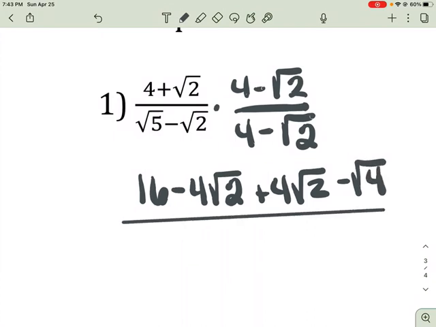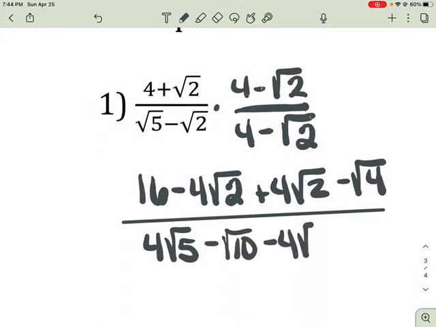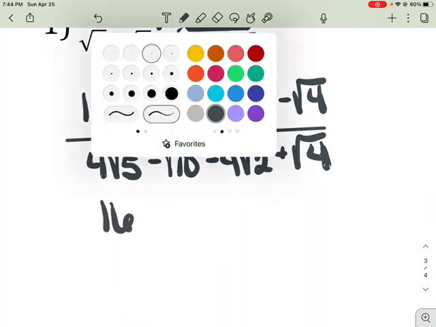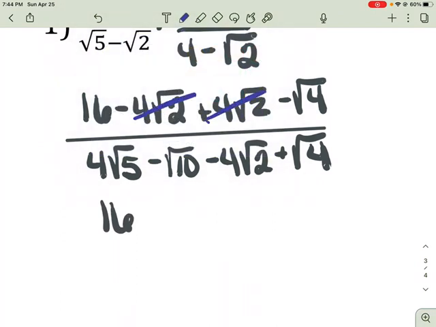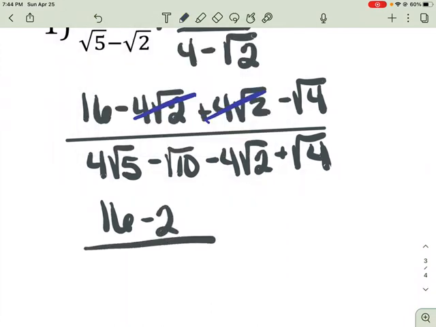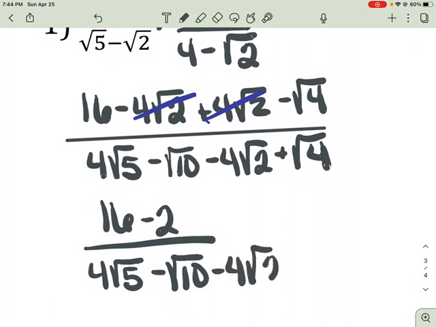Okay, so what happened in the denominator in the previous problem is going to happen in the numerator of this one. So here we get 4 square roots of 5 minus the square root of 10 minus 4 square roots of 2 plus the square root of 4. Okay, let's clean it all up. 16. These are going to cancel each other out. Okay, minus 2. 4 square roots of 5. Fortunately, the 10 in this, we can't add, nothing gets added. And the square root of 4 is 2.